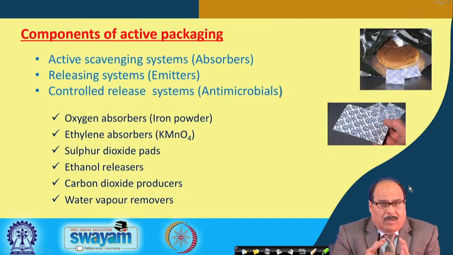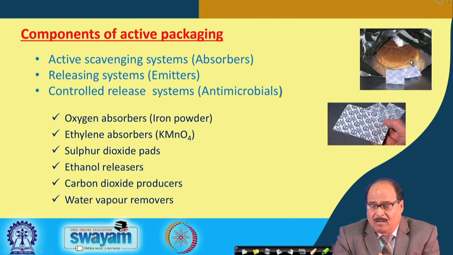So, by now I think these things are clear: inside the package, in active packaging, certain active components may be active scavenging systems, which we call absorbers, or active releasing systems such as emitters, or controlled release systems, maybe antimicrobials, etc. You can see here in this packet, like in bread, to control the humidity or to control the atmosphere, sachets containing moisture absorbers, etc. are used.